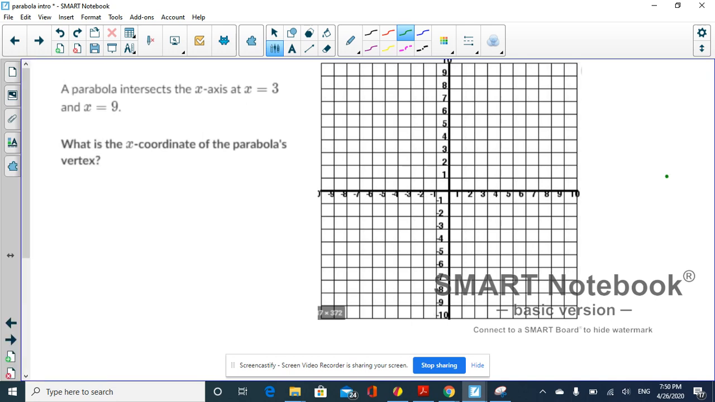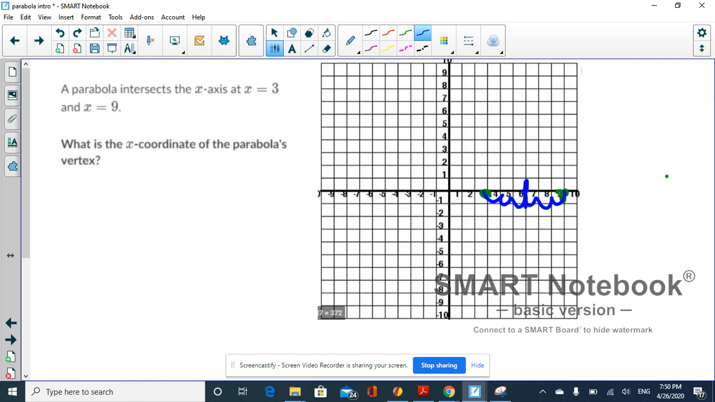In this one, a parabola intersects the x-axis at 3 and at 9. Okay. Can you tell where the x-coordinate of the vertex is? Where can we find the vertex? Of course, I don't know if it's up or down, but it should be at the point between these two, between 3 and 9. How many units between 3 and 9? If we count, it is 1, 2, 3, 4, 5, 6. So it's in the middle.